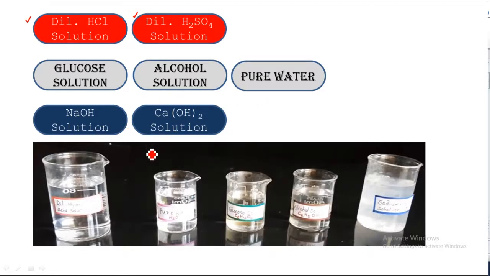seven types of solutions. This is purely distilled water. Glucose, that is C6H12O6. Alcohol solution, that is C2H5OH. Pure water, the formula of which is H2O. This is sodium hydroxide, this is calcium hydroxide.